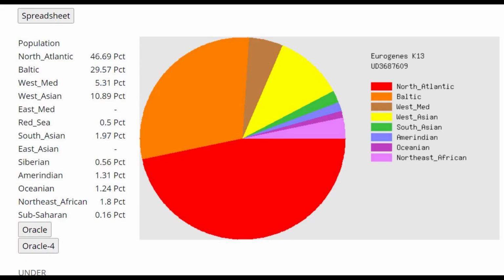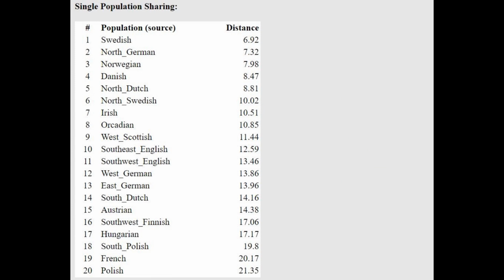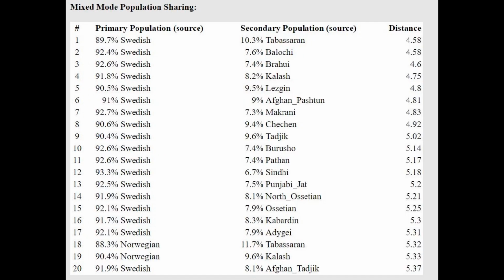And this is what he scores with Eurogenes K13. This is actually a very different kind of result from what you saw previously. Here he's resembling Northern Europeans first and foremost, not any Italians or Spanish people. So we can already assume that these Bell Beakers were a very diverse group, because this guy is most similar to Swedish people and the previous guy was most similar to Italians.